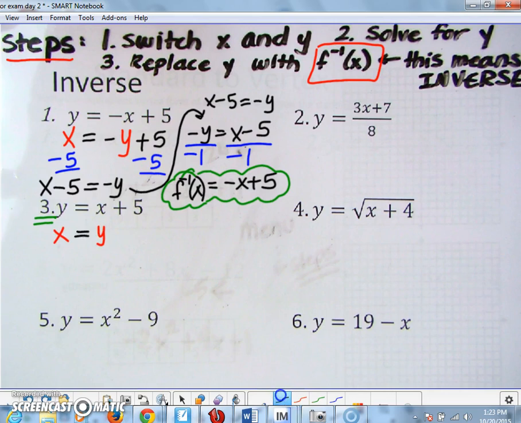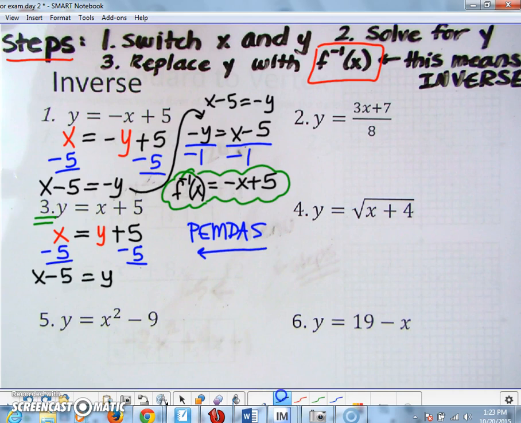Okay, hopefully you tried this out on your own. This one's fairly easy. You switch the x and y and you need to solve for y. In order to solve for y, what we're doing is we're working PEMDAS backwards. Okay, so you're going to subtract 5. Addition and subtraction goes first. And when you subtract 5 from both sides, you're left with x minus 5 is equal to y. We have solved for y. Now I just need to replace y with f inverse. So the inverse of x is equal to x minus 5. That's your inverse function.